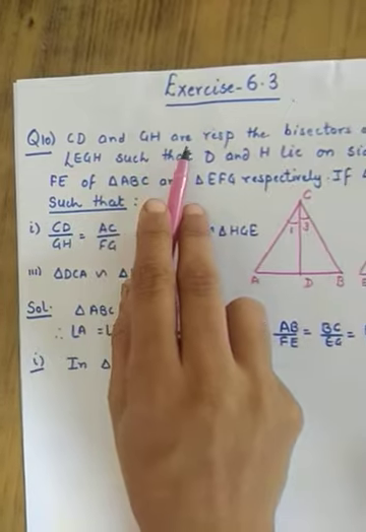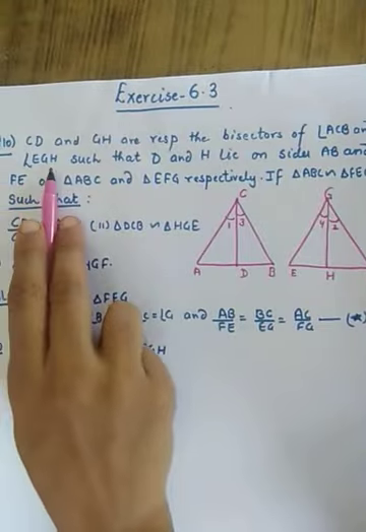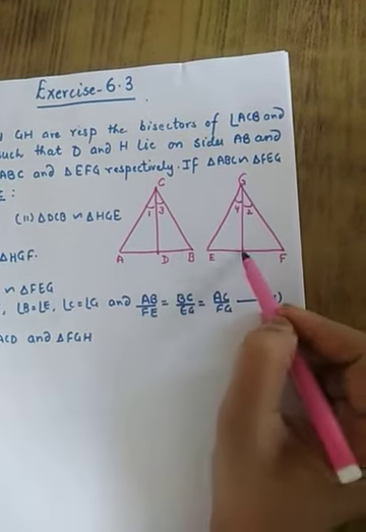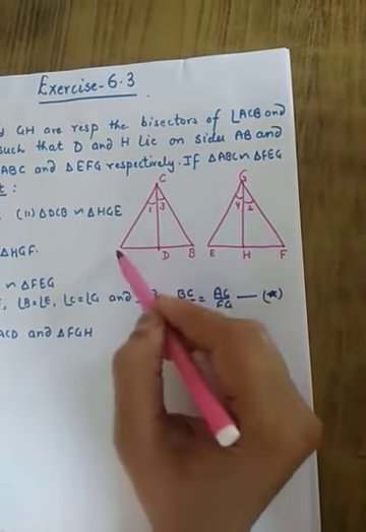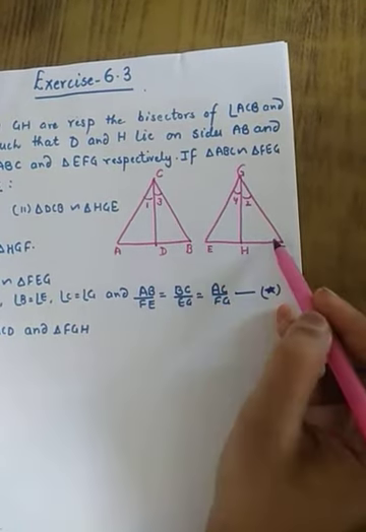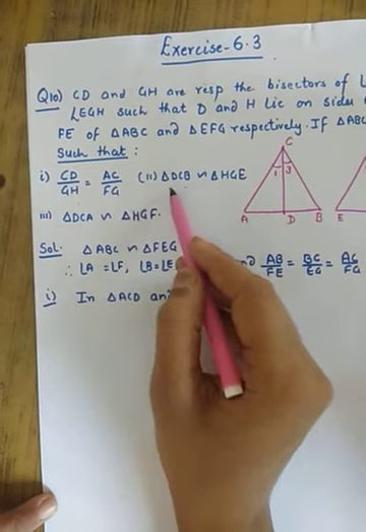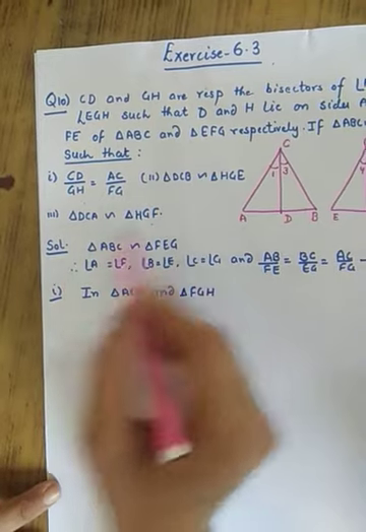CD and GH are respectively the bisectors of angle ACB and EGH. These are two angles, EGH and ACB. Bisectors are lying, D on AB and H on EF of these two triangles respectively. And it is given that triangle ABC and triangle FEG are similar to each other. But we have to prove CD upon GH equal to AC upon FG, triangle DCB similar to HGE, and triangle DCA similar to HGF. So how will you solve?